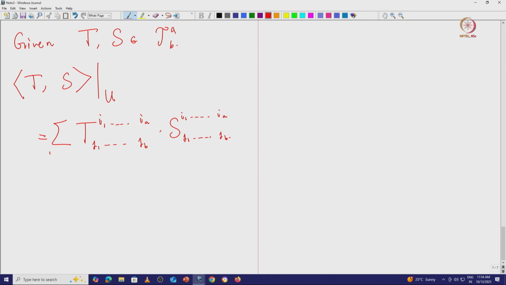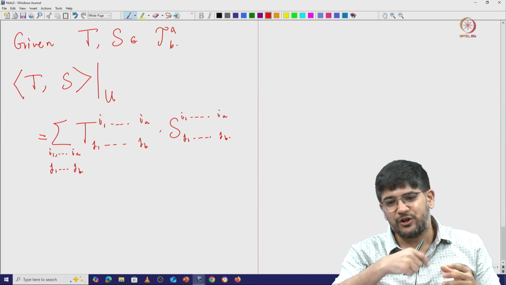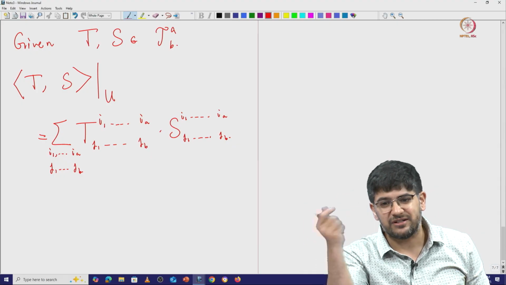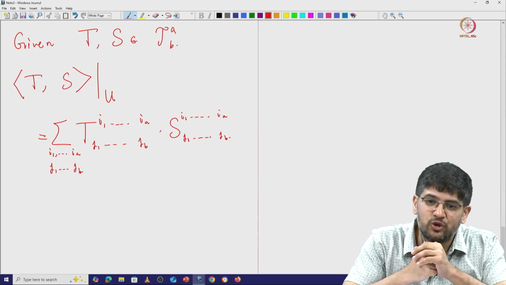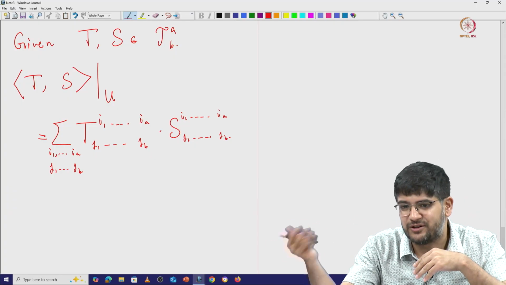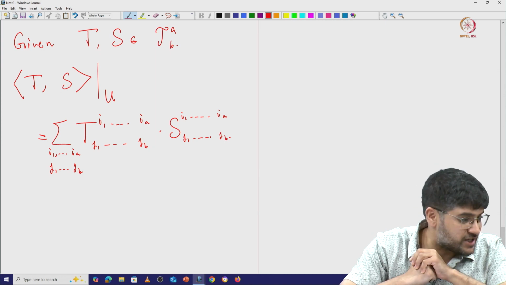Okay, and then you sum over all possible choices of I1 to IA and all possible choices of J1 to JB. Each index I1 to IA can vary from 1 to n, each index J1 to JB can vary from 1 to n. Okay, so if you think of a tensor as a multidimensional matrix, you are essentially just multiplying each component together, right? As long as you are working in a local orthonormal frame for the tangent bundle and the dual frame for the cotangent bundle.